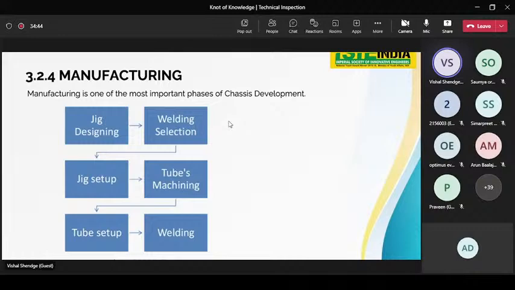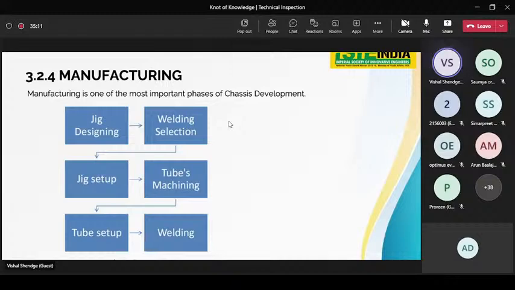Fixtures are a work holding device that holds, supports, and locates the workpiece for a specific operation. Each strip of the fixture is unique, designed for a specific tube. The design of the fixture should be such that it does not permit the tubes to be inserted in any position other than the correct one.